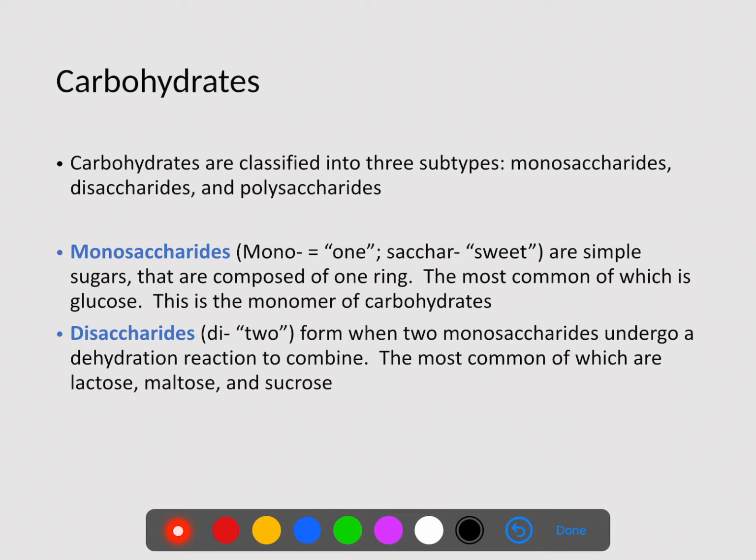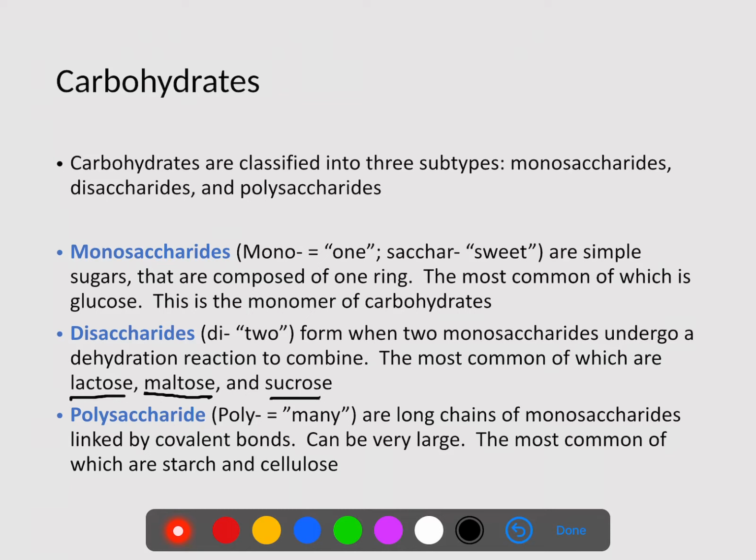Now, when 2 of those monomers form together, they produce a disaccharide, formed when 2 monosaccharides undergo a dehydration reaction to combine. And this is when water is taken out. So again, the most common of which are lactose in milk, maltose in a malt, and sucrose, which is a type of sugar. Then finally, we have polysaccharides. Poly means many, and they are long chains of monosaccharides linked by, key here, covalent bonds. Remember, sharing electrons, and they can be very, very large. The most common that we have are starch, found in plants, and cellulose, found in plants. Again, these are our sugar storage mechanisms that we have.